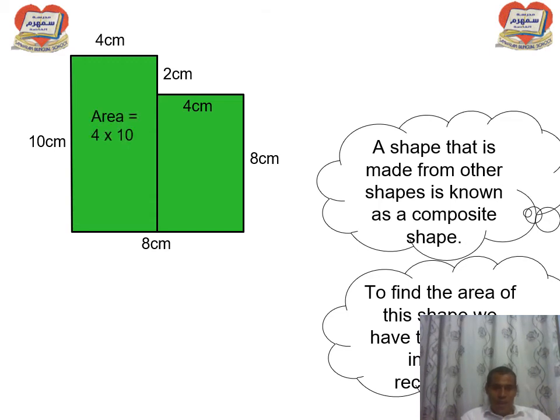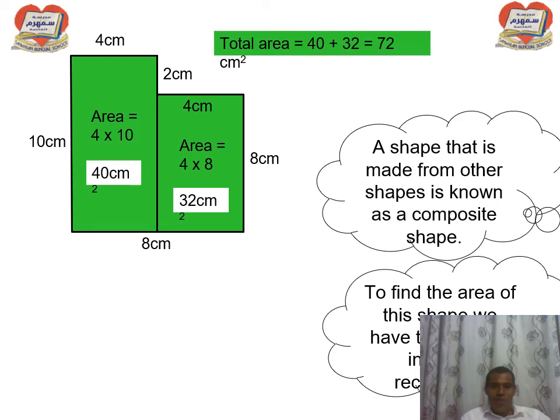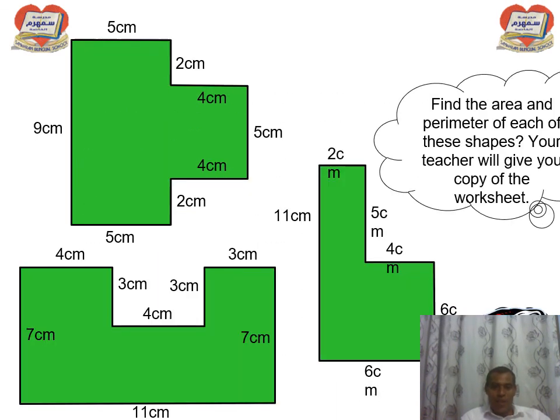Then the area of the second one: this is 4 centimeter, the width, and the length is 8 centimeter. So the area of the small one is what? 4 multiplied by 8 gives 32 centimeters. So the area of this compound shape, my learners, is 40 plus 32 gives 72 centimeters, of course, squared. Don't forget. Then here also the same.